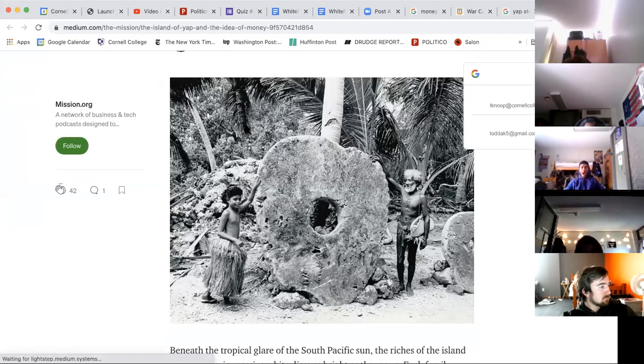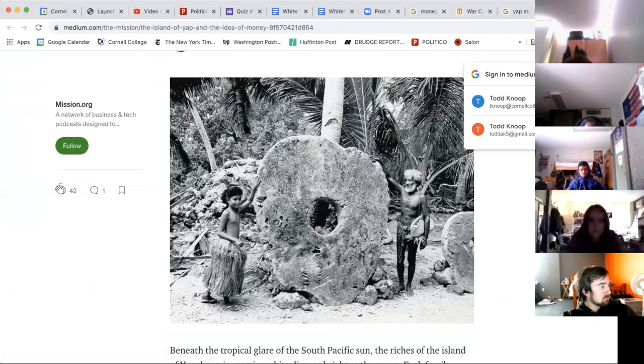So strangely enough, people on Yap view these as a source of wealth. If you own one of these wheels or many of these wheels, you are a wealthy person. And because these stone wheels were viewed as a source of wealth, they also became a source of money, in the sense that when people wanted to buy things from each other, they would actually trade these stone wheels. Okay? So they were a form of commodity money in some sense, right? People are trading these stone wheels.